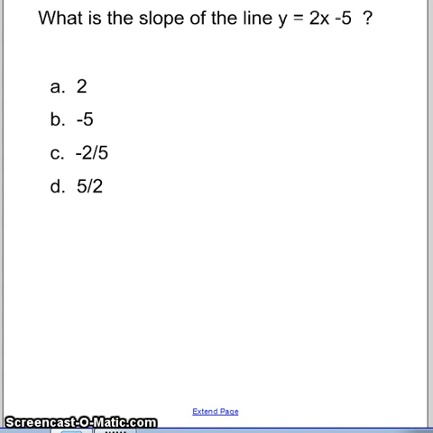Sometimes you're given the equation of a line and you need to find the slope. If it's in slope-intercept form, then it's pretty easy. The slope is always the number that's in front of the x when it's in slope-intercept form. So in this case, the slope is 2.